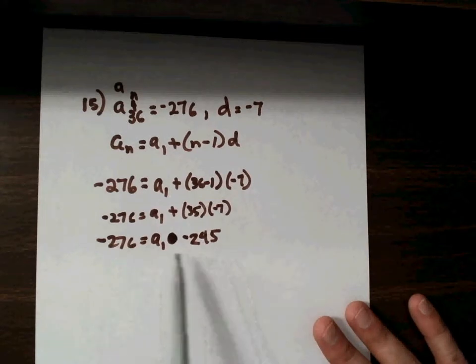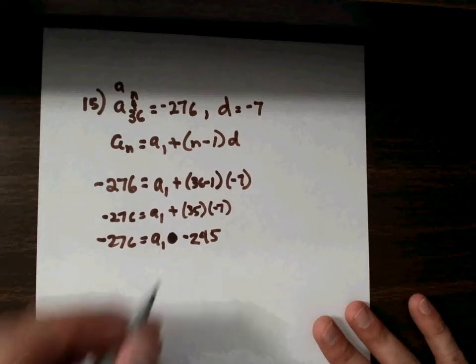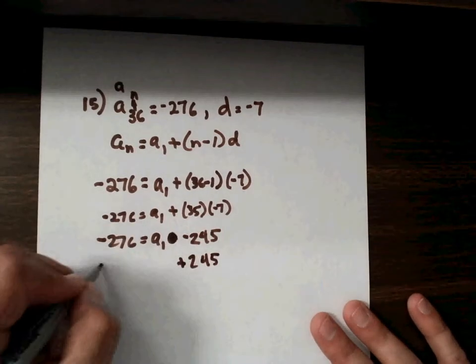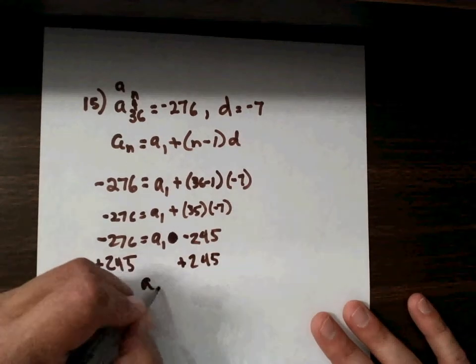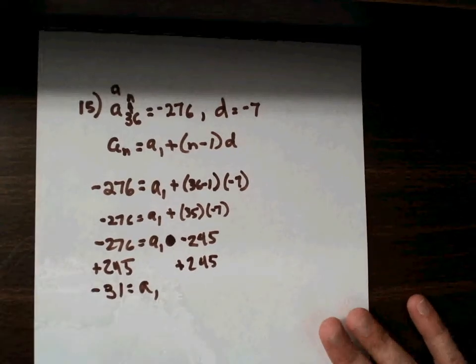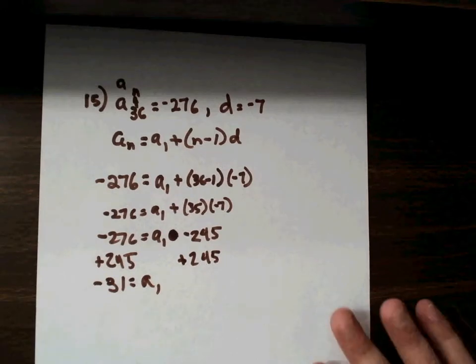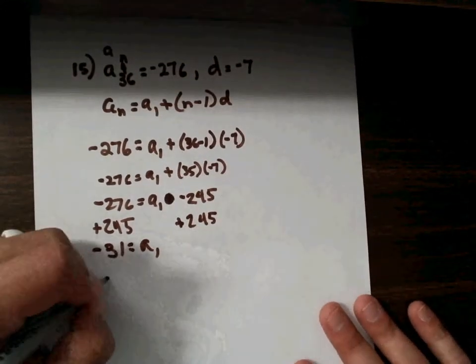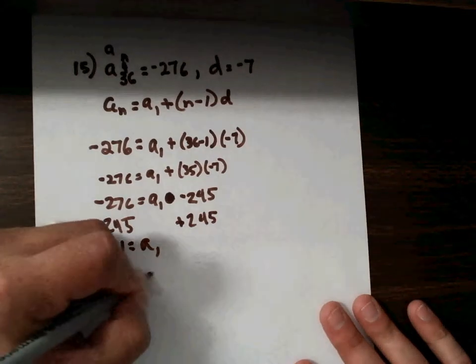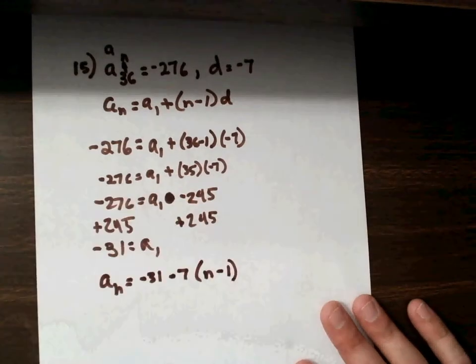So I have addition and subtraction, so I'm going to work the order of operations from bottom to top now. How do I create a 0 on this side? What does a1 equal? Negative 31. So that's what a1 equals. And since a1 equals that, I now can write my explicit equation. So my explicit equation is a of n equals negative 31 minus 7 times n minus 1.